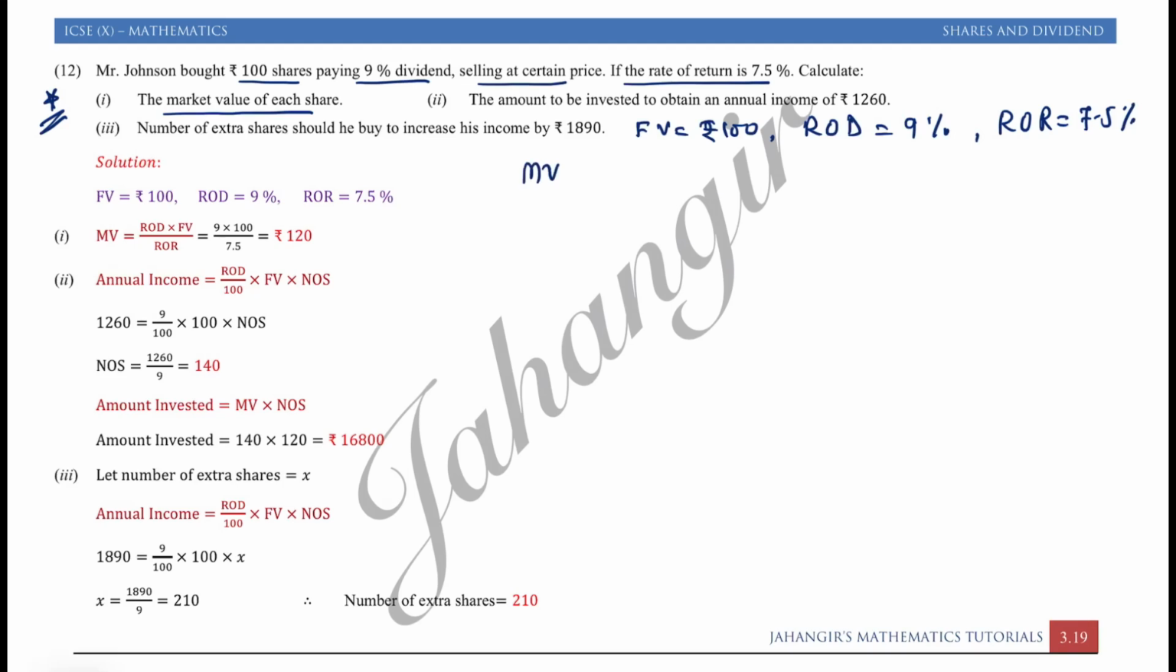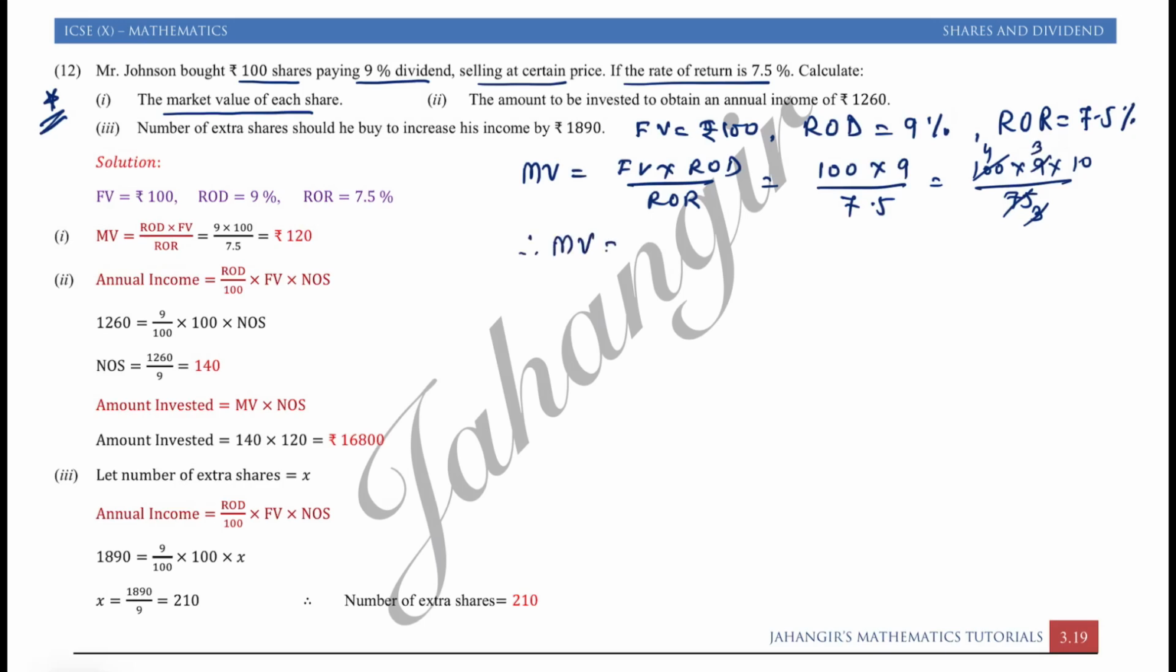So we will write the formula for market value. When you know face value, rate of dividend and rate of return, the market value can be written as face value into rate of dividend upon rate of return. Hope you know this formula: ROR into MV is equal to ROD into FV. So face value is 100 into 9 upon 7.5. Calculate it: 100 into 9 into 10 upon 75. So 25 4s are 100, 3s are 9, 3 into 3. Therefore the market value is equal to rupees 120.